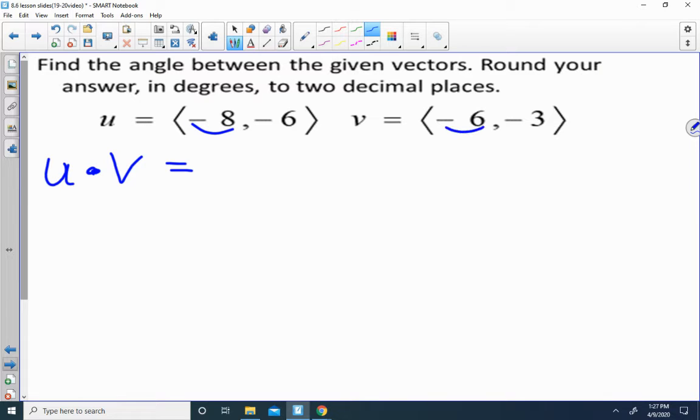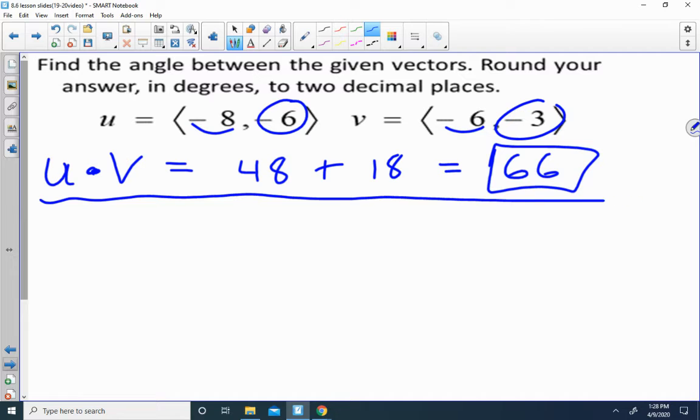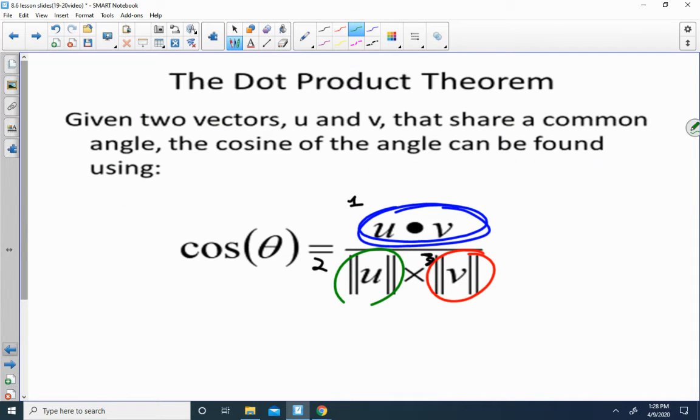So here's u and v. Multiply the first numbers first. You'll get 48. Multiply the second numbers, -6 and -3, to get 18. And once you have those 2 numbers, you then add them together. And 48 plus 18 should give you 66. So there you go. That's the dot product of u and v. Good. So now, according to the formula, the next thing we're going to need is the magnitude of u.